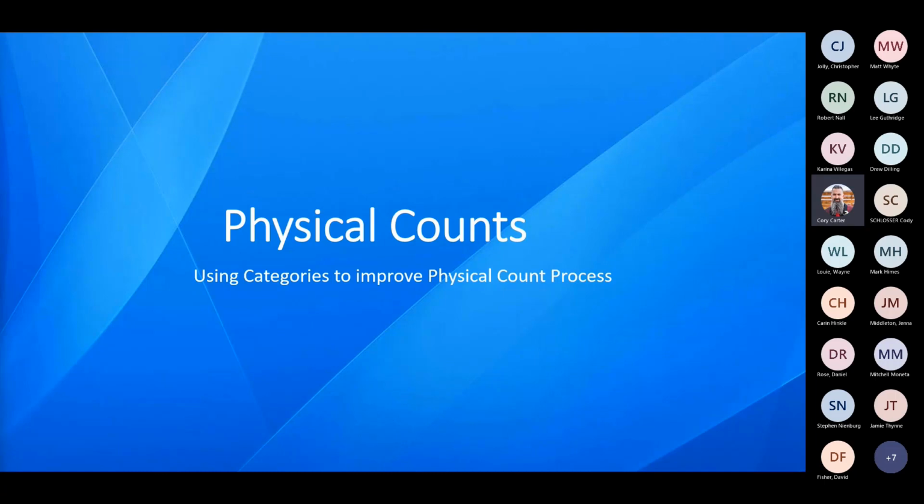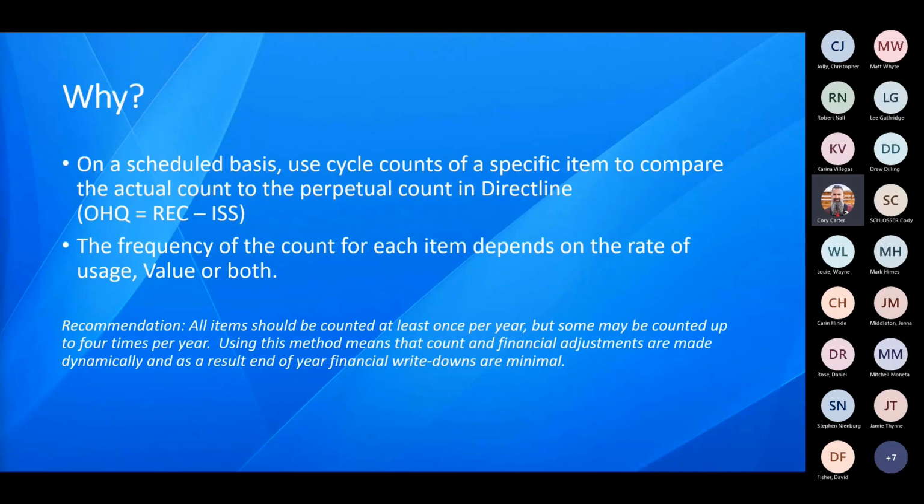Now we're going to get into the last piece, which is the biggest piece of what I wanted to talk about today. This part is physical counts, and the biggest piece I want to talk about is using categories to improve your physical count process or your cycle counting process. So why are we doing cycle counts? We're on a schedule basis, using cycle counts of a specific item to compare the actual count, what's on the shelf, to the perpetual count in Directline.